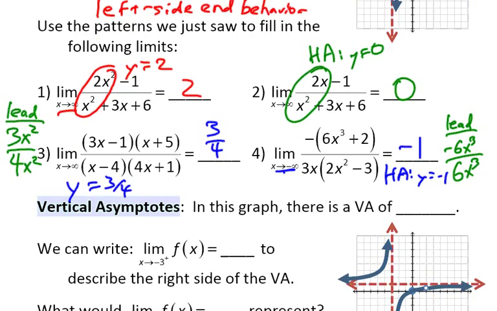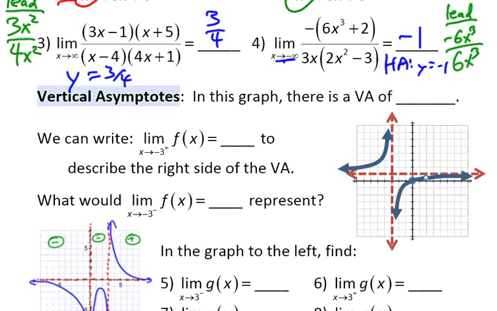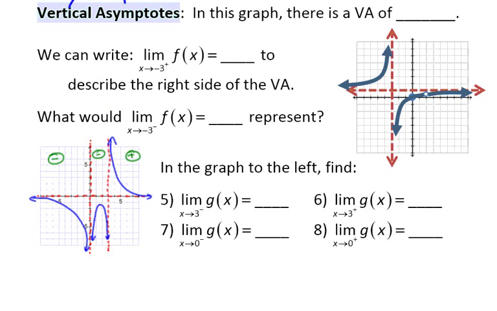Next, we're going to look at vertical asymptotes and how they relate to limits. Here's a graph with a vertical asymptote of x equals negative 3. Vertical asymptotes are interesting, and we can use limit notation to describe what happens on either side. So, on the left side of this asymptote, the graph is headed up toward positive infinity. On the right side, the graph is pointing down toward negative infinity.